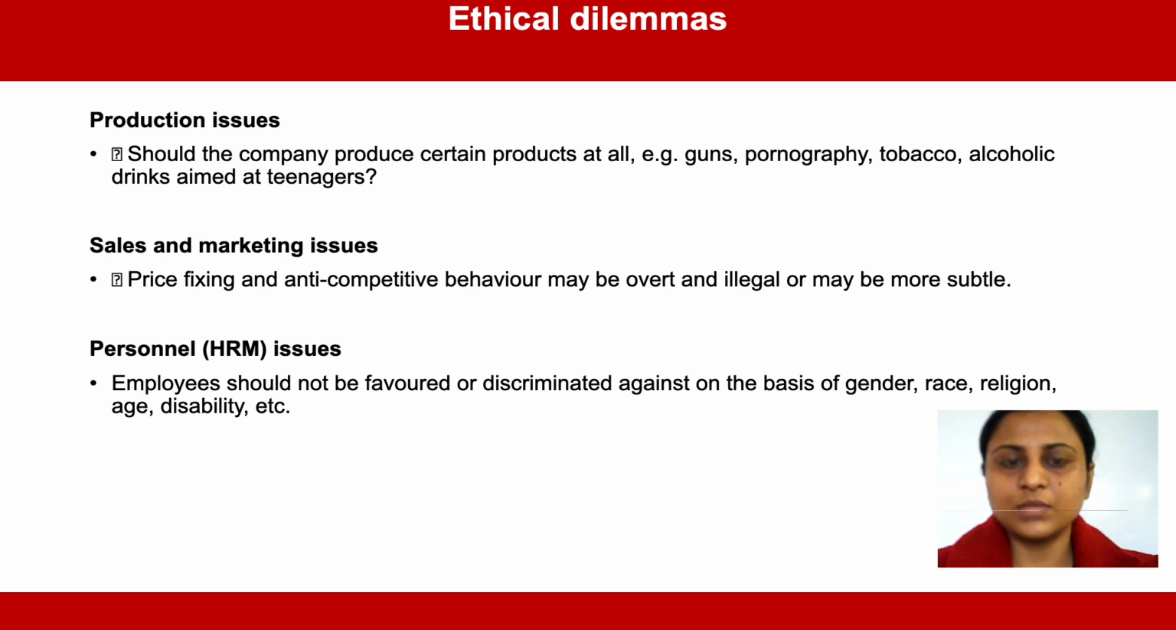Okay. Now then, some of the sales and marketing related issues could be how they should be fixing their price, and what if they are indulging in some anti-competitive behaviors. Then whether it is ethical to target advertising at children, like for fast food or expensive toys. Then should the products be advertised by sending spam emails? These are some of the ethical dilemmas that are faced at the sales and marketing level.